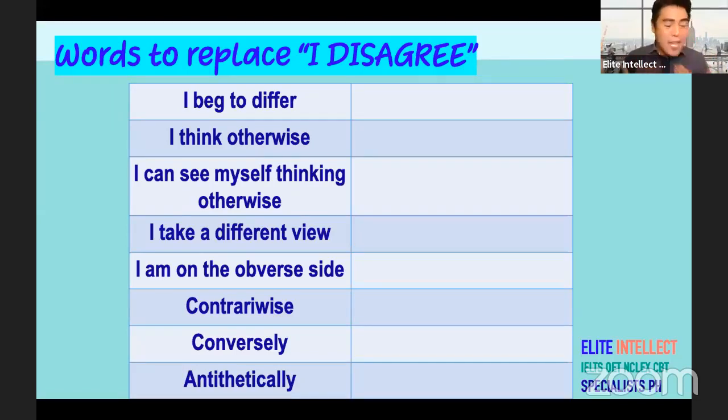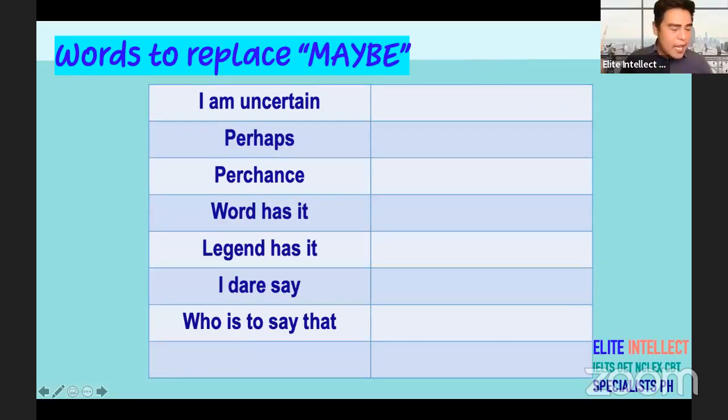Let me just calm myself because I am getting too crazy again. All right. So what else, guys? When you are trying to say maybe, right? Instead of saying maybe, maybe, maybe, you can say, well, I am uncertain. Okay? Perhaps, perchance, word has it, legend has it, I dare say, and who is to say that?